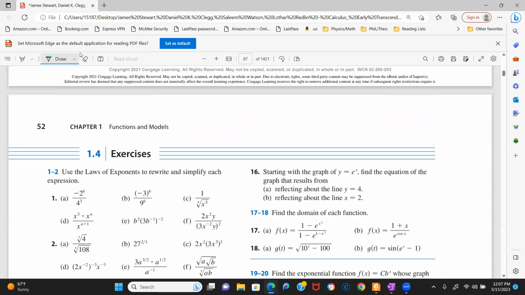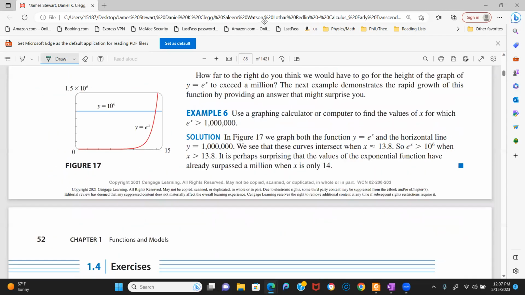All right, so that was all for this section. This is a pretty short section.